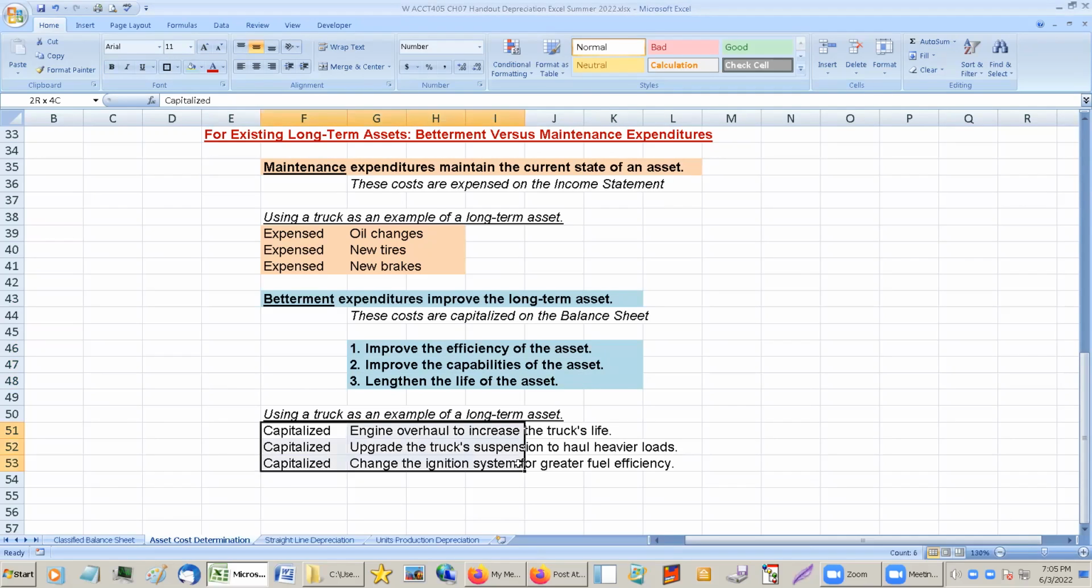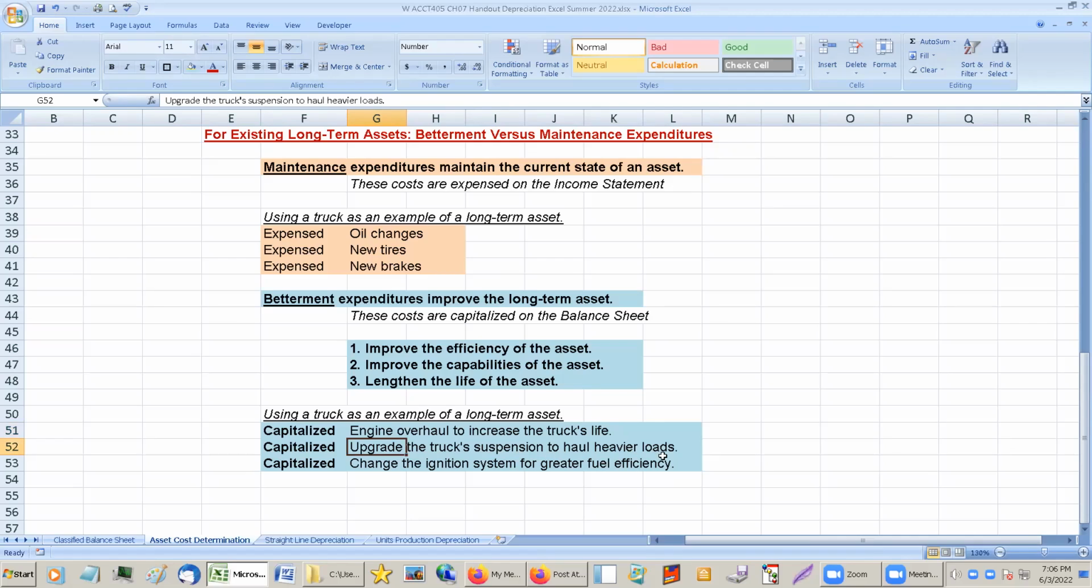Okay, so here's kind of the things that if you're looking at a truck, these might be some of the things that you would capitalize. You say, okay, these are things that make it better or it lasts longer. So an engine overhaul to increase the truck's life. So now it's not going to last 5 years, it's going to last 10 years or whatever.